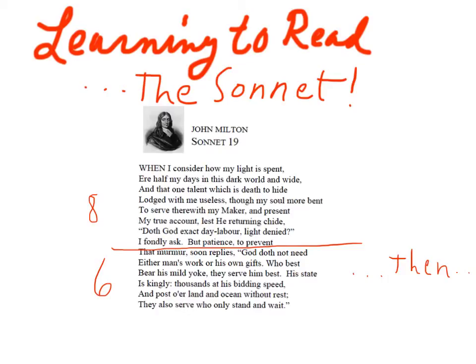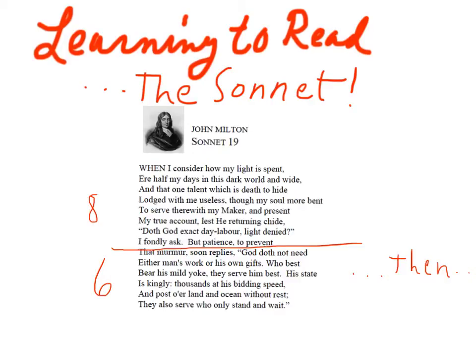Now, for those of you that know Milton's work, you know that Milton was going blind at this time of his life, and so what he's actually saying is, when I consider how I'm just about to go blind. And one of the big problems that Milton had during this time of his life is that he felt that one of the most important things of his life was actually to be able to express his talents in a way that would please God.